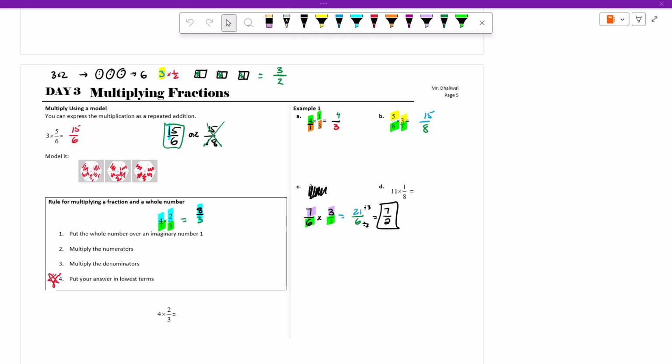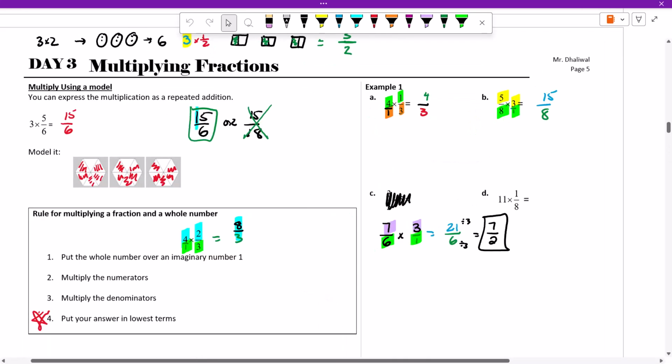So last day, we started talking about multiplying fractions. And of all the different math operations that exist with fractions, adding, subtracting, multiplying, dividing, multiplying is probably going to be the most important. So I'm going to teach you strategies today that get used later on in Math 9, Math 10, Math 11. So there's more than one way to do questions. There is a standard grade 8 way and a different way which I'm going to show you.